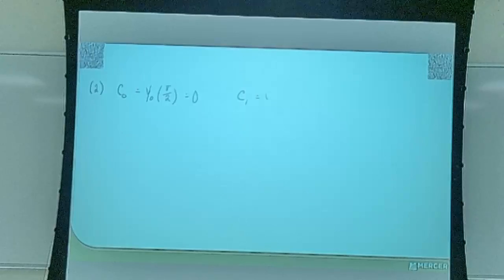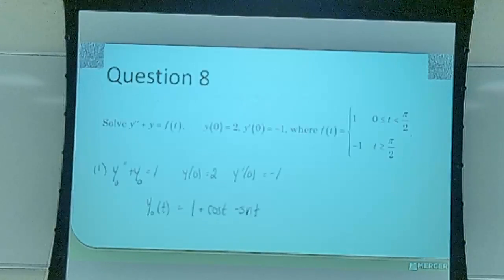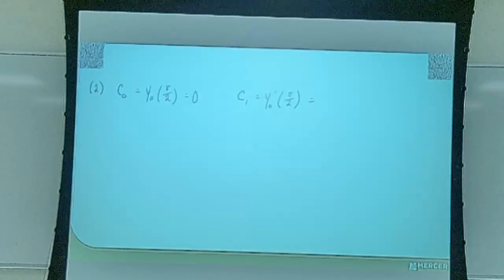C1 was y naught prime of tau. So that cosine is negative sine. Negative sine of pi over 2 is negative 1. That sine is going to be cosine, that's going to be 0. So that is minus 1.